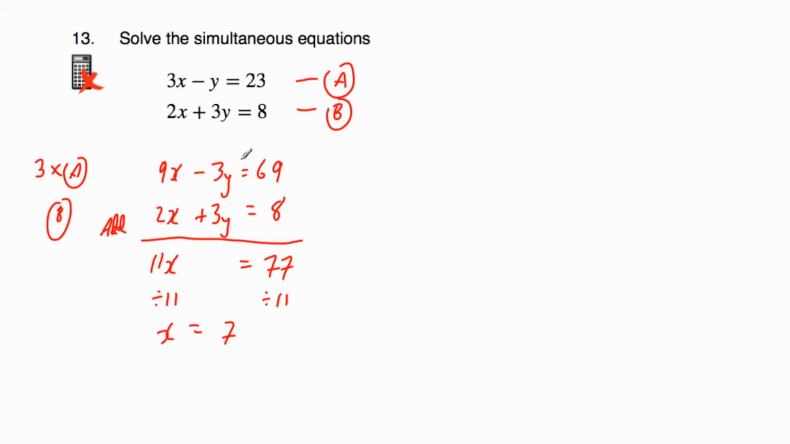Now let's substitute that into one of our equations. I'm going to substitute it into equation B here. I'm going to sub x equals 7 into B and see what we get. And when we do that, we've got 2 times x. Well, 2 times 7 is 14, so we've got 14 plus, and then we've got 3y, so that's going to be 3y is equal to 8.